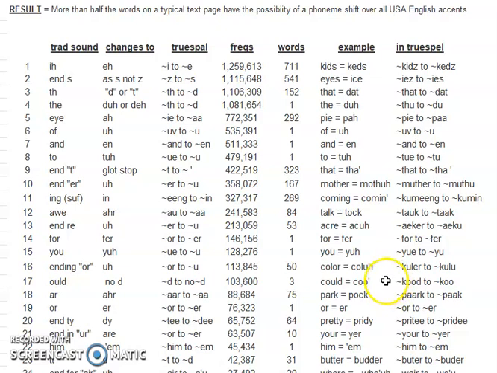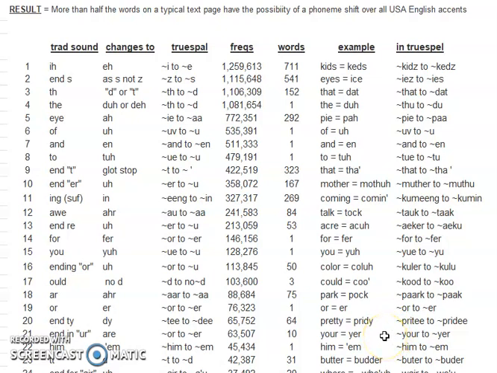Could goes to cou. That's just a dropped D. How could you say that? What could you be doing? Park goes to pock. Or goes to uh, one or the other, two or three of us. Pretty goes to pre-dy. I did it in my sample word. That letter T often goes to a D. So letter T is a big culprit.